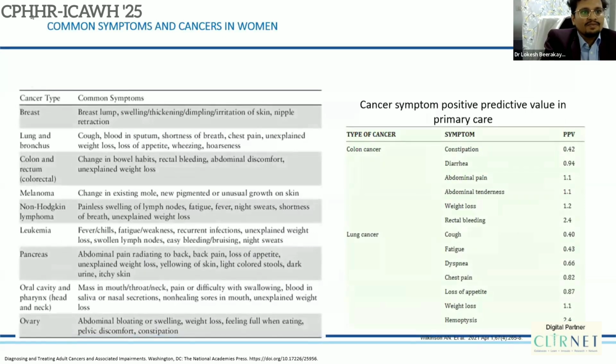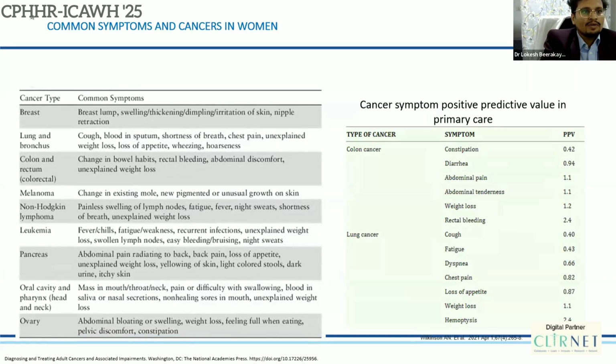So, what are the various symptoms for breast cancer? I think everyone is well aware. It can be in the form of breast lump, swelling, thickening, or dimpling, or irritation of the skin, nipple retraction, or any nipple discharges, especially the reddish color discharge, and some skin discoloration. Also, we need to think of malignancies.